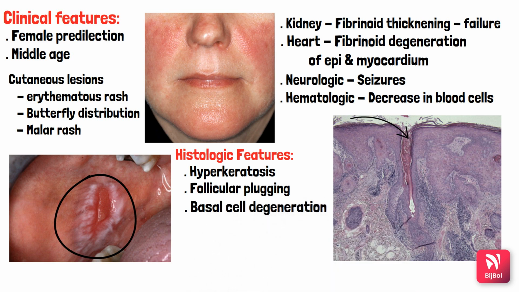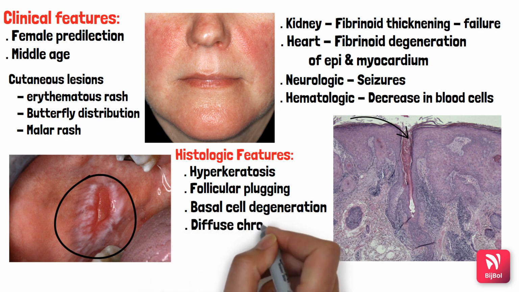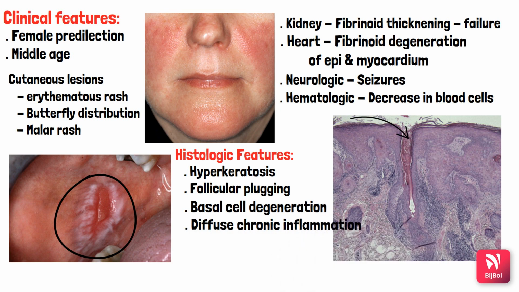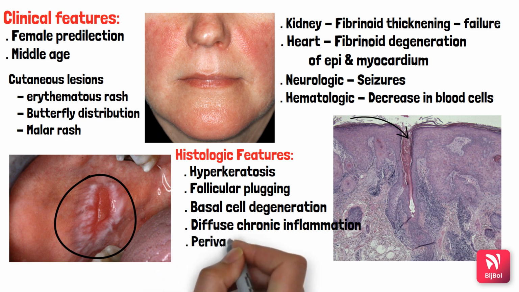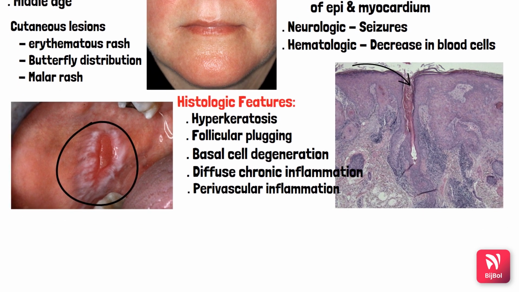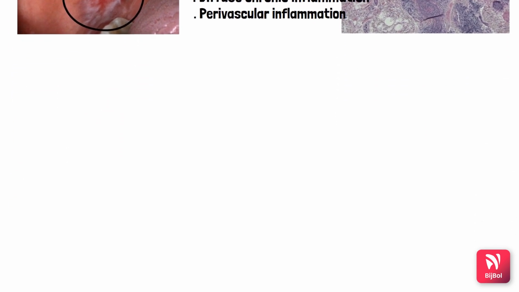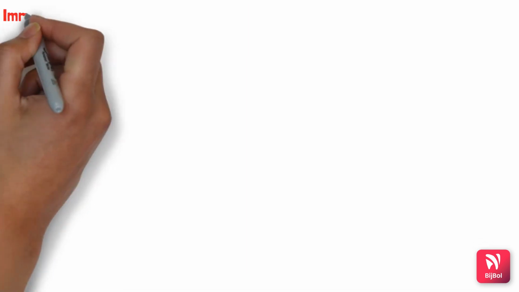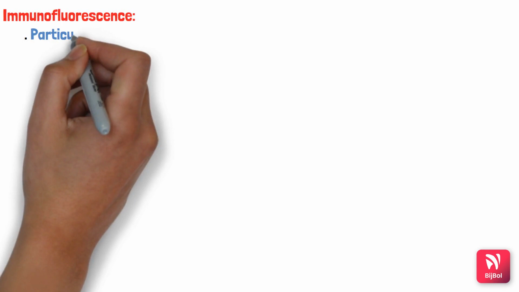And because of the damage to the epithelial cells, there will be basal cell degeneration, which is liquefactive degeneration, and diffuse chronic inflammation can be seen, as well as perivascular inflammation, that is around the blood vessels. As it is a blood vessel disorder, perivascular inflammation can be seen. Sometimes because of the manifestations, SLE is also considered a collagen disease. As it is a skin disease, we will also do an immunofluorescence test here. Like in the case of lichen planus, there is a linear deposition of antibodies, right?